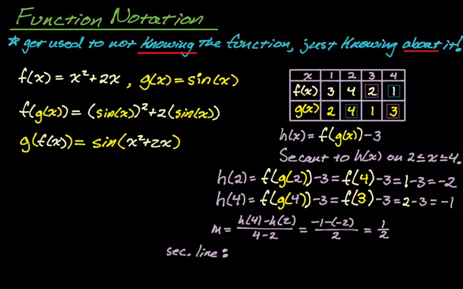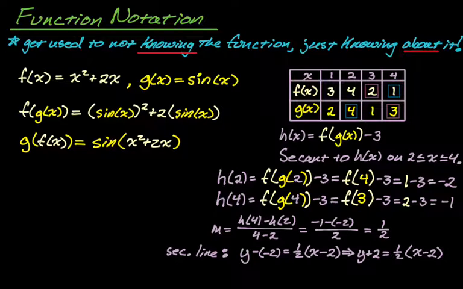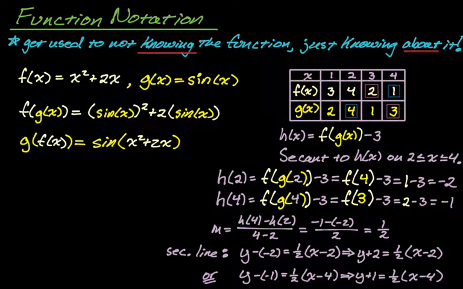The secant line, you're going to use point slope. So I'm going to get y minus the y value, negative 2, equals 1/2, which is the slope, times x minus 2, which simplifies to y plus 2 equals 1/2 quantity x minus 2. Leave it. Don't expand that. Or you could have used the other point. So y minus negative 1 is 1/2 the quantity x minus 4, which again, you can expand a little, but do not try to solve for y. Don't try to expand things.